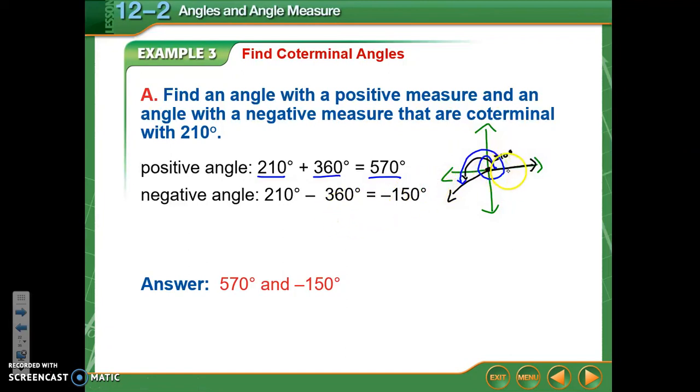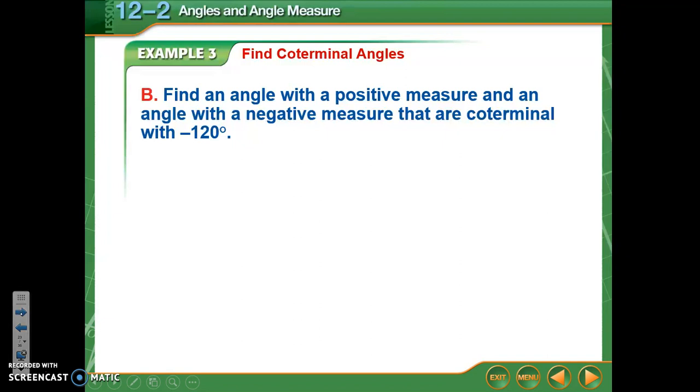If I want to go in the negative direction, I'll try to draw that in red. I know this is getting a little messy, but I start at the negative x-axis, or I'm sorry, the positive x-axis, but I measure in the negative direction, and that gives me negative 150 degrees, right? So negative 150 degrees ends up at the same spot as positive 210 degrees. They have the same terminal side.